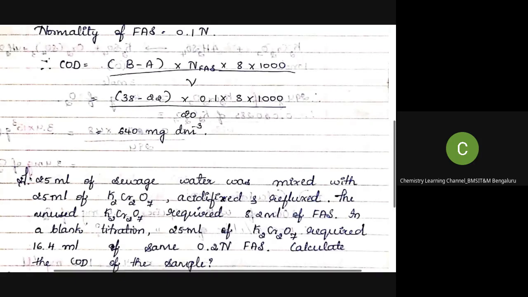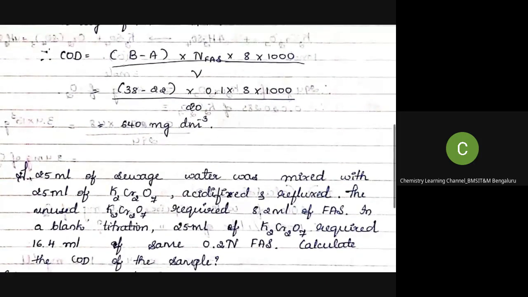25 ml of sewage water was mixed with 25 ml of potassium dichromate, acidified and refluxed. The unused potassium dichromate required 8.2 ml of FAS. In a blank titration, 25 ml of potassium dichromate required 16.4 ml of same 0.2 N FAS. Calculate the COD of the sample.